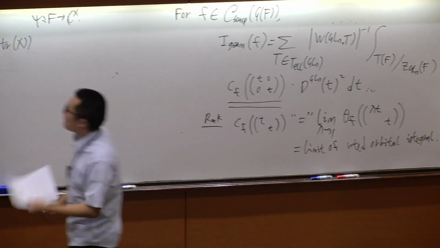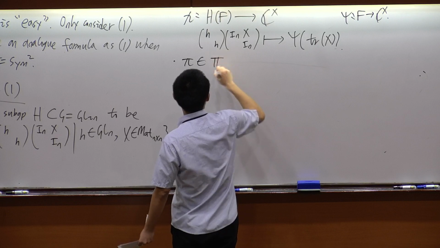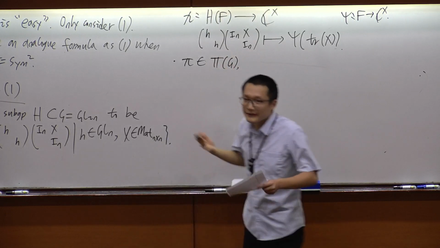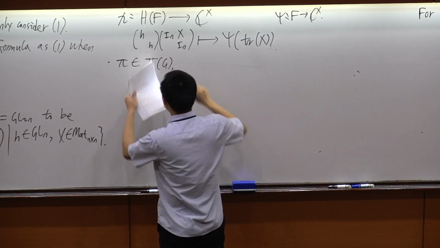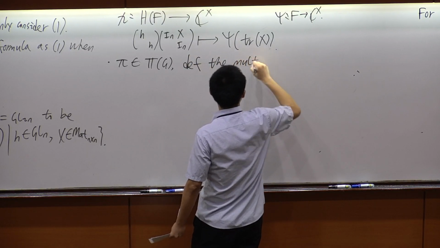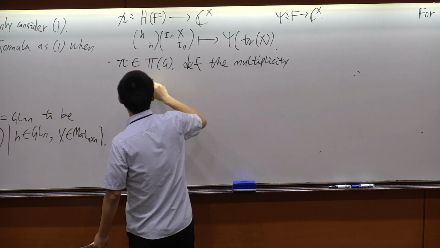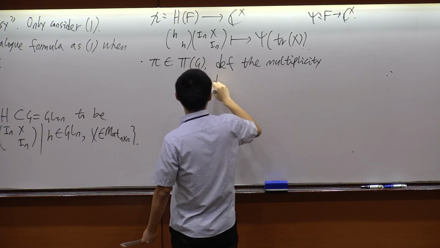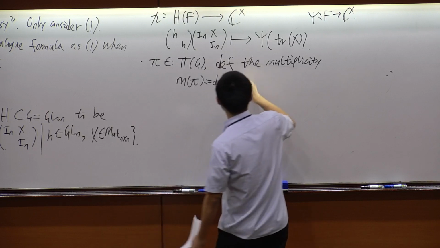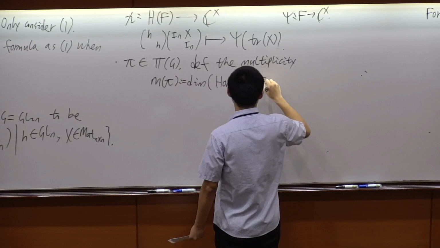Okay, and then for pi an irreducible representation of G of trivial central character as usual, we can define the multiplicity M pi to be the dimension of the Hom space, Hom H F of pi and chi.